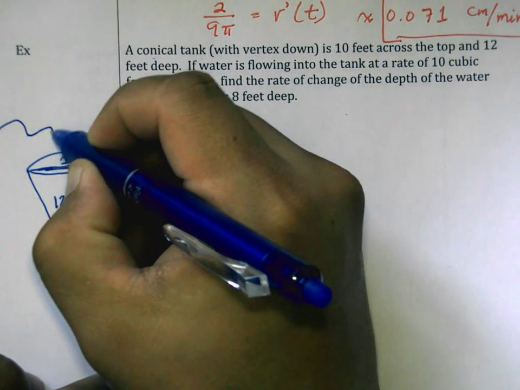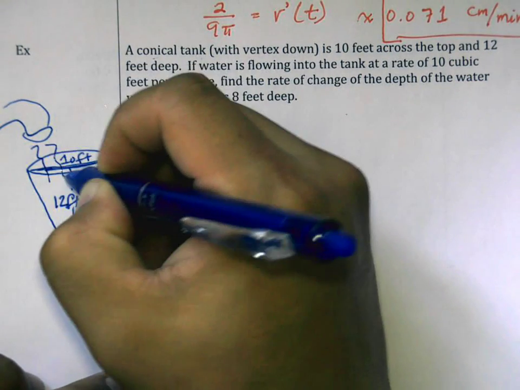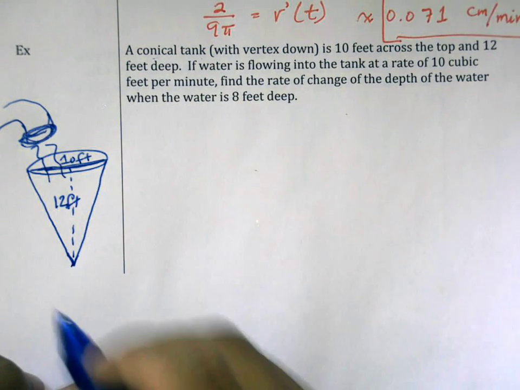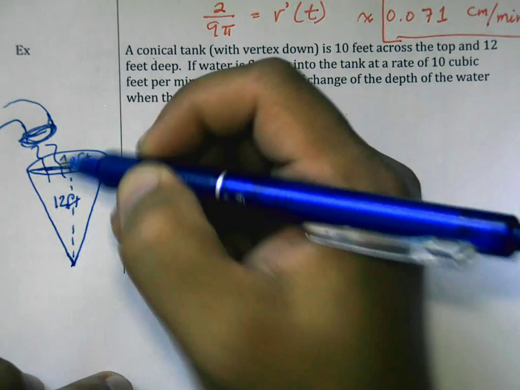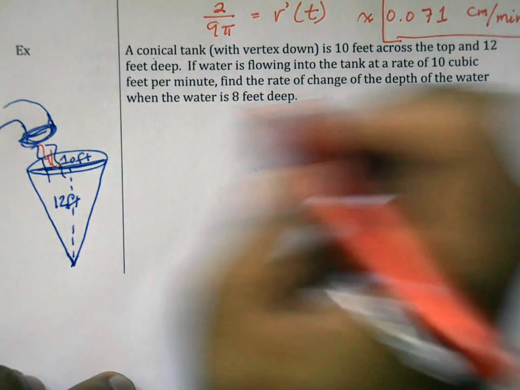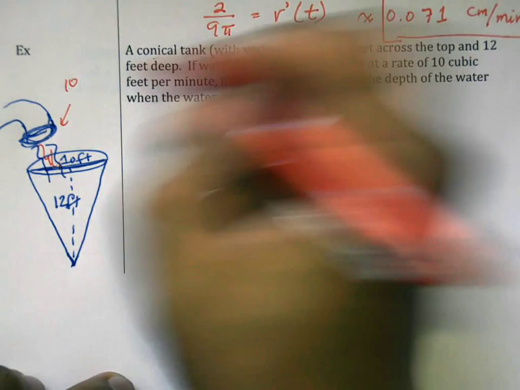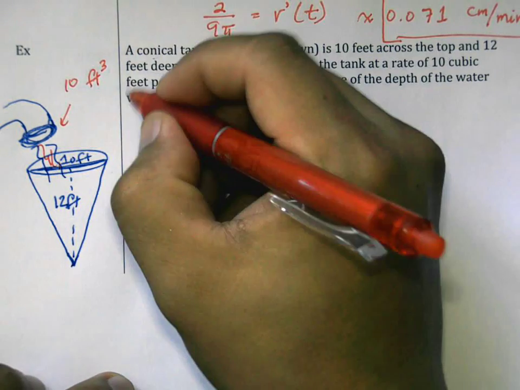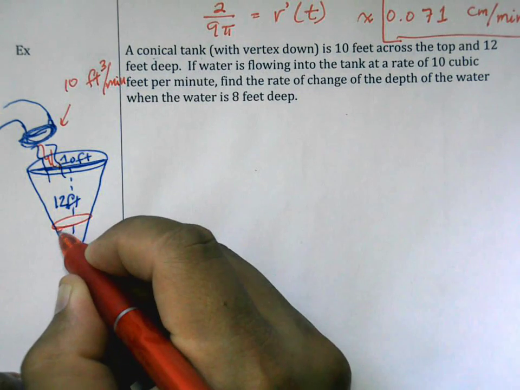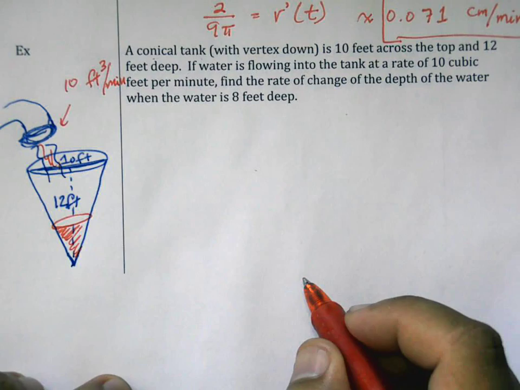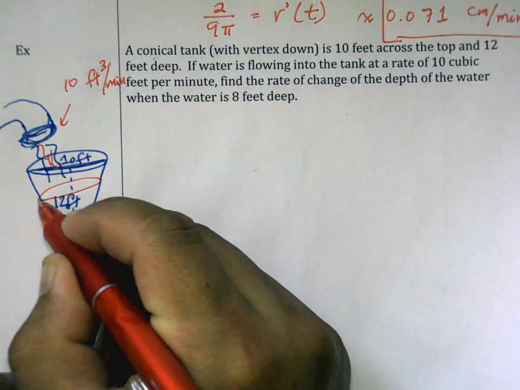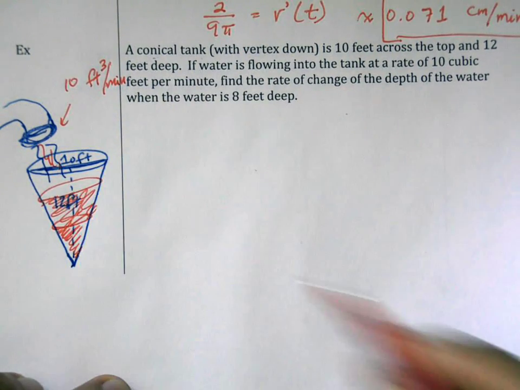And you can imagine there's sort of like a faucet pouring water into this thing. Let me draw this faucet a little bit better here. The water is flowing into the tank at a rate of 10 cubic feet per minute. As it's flowing in, it starts to fill up, and a little bit later it fills a little bit more. So the water starts to fill up.